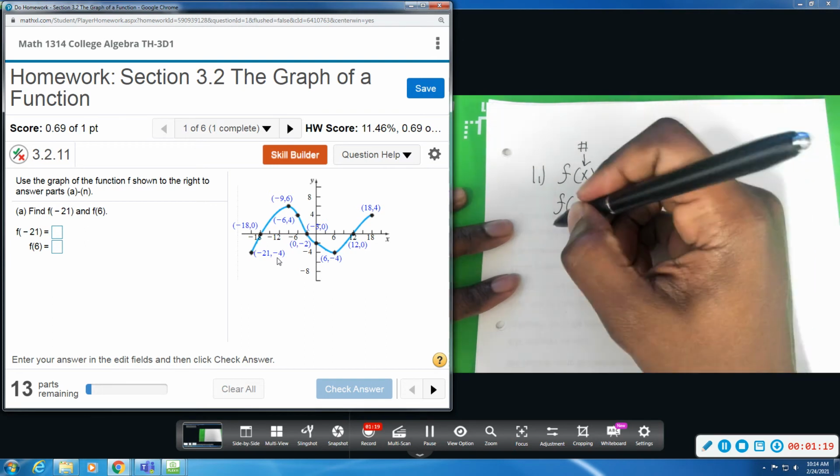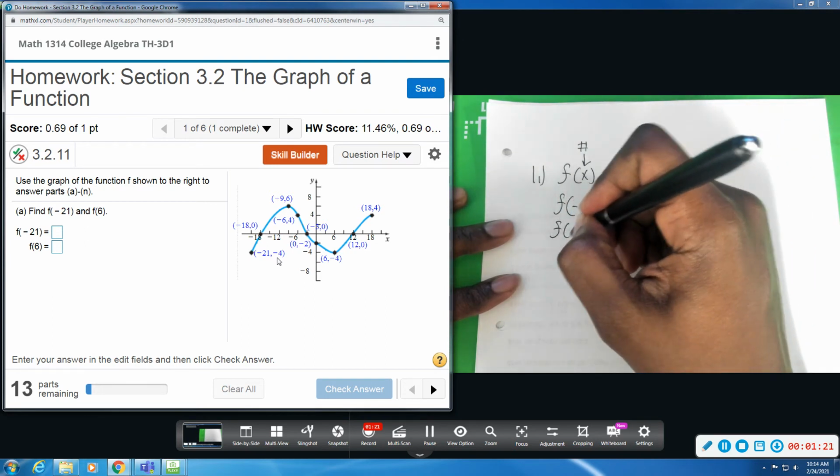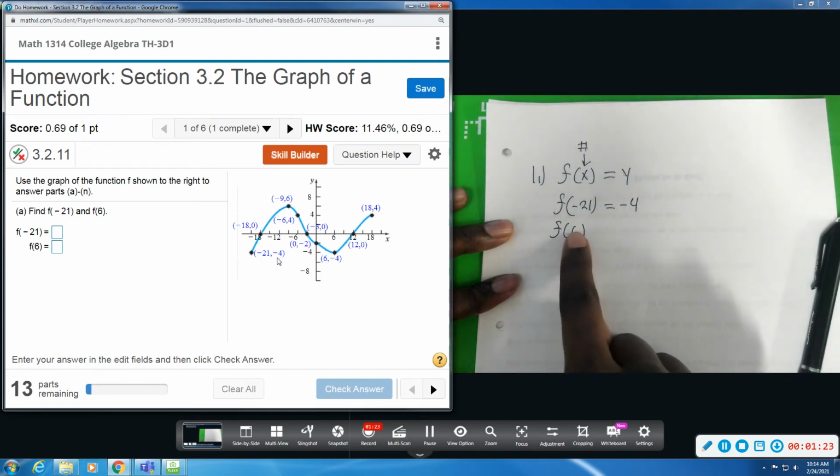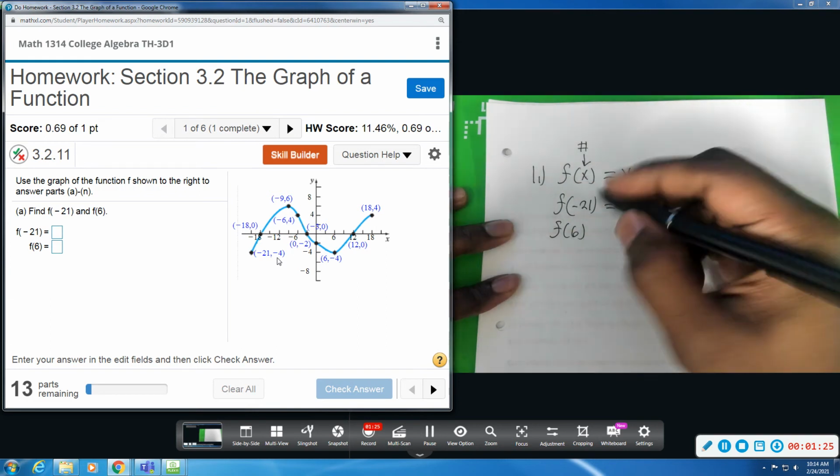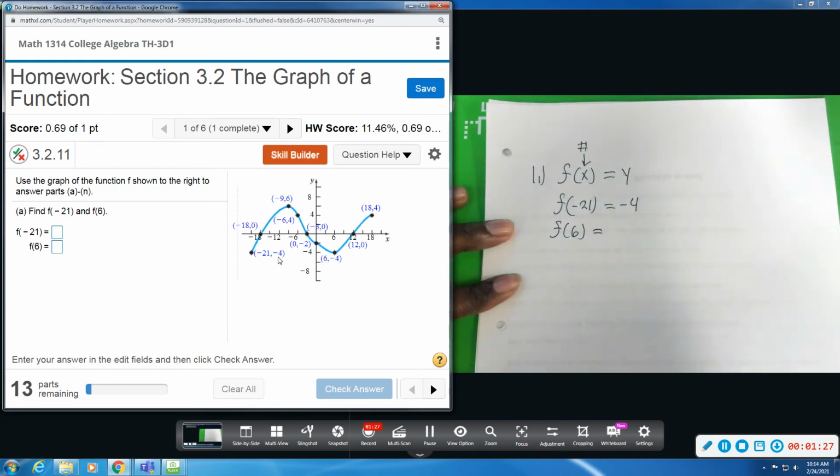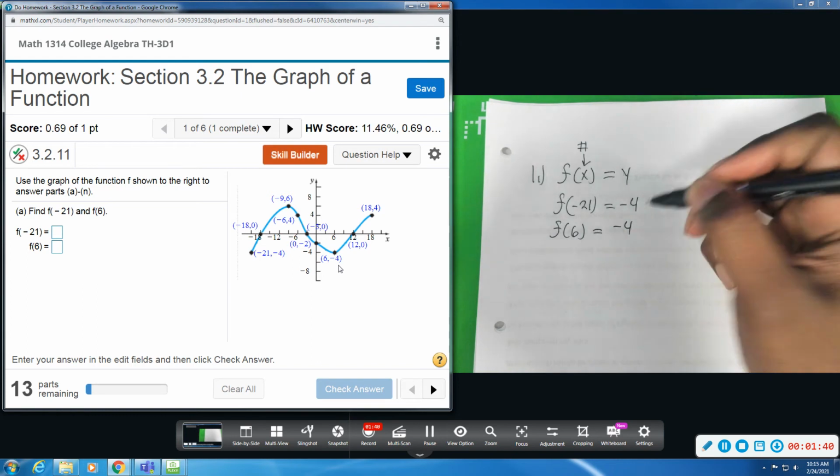And then the same thing on the next one, f of 6. They're telling us that the x value is 6. You tell me the y value. So if we look at the graph, we go to the right to positive 6 right here. The ordered pair is negative 4 as well. So both of these numbers give us a y value of negative 4.